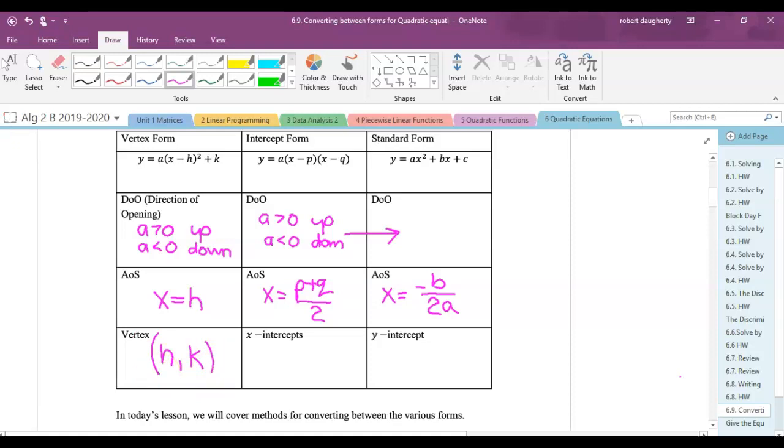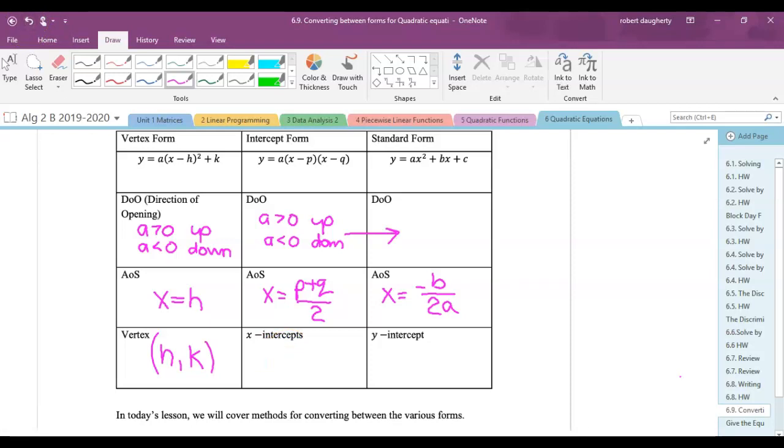How do I find the vertex in intercept form? So if I know the axis of symmetry, what do I know relative to the vertex? Yeah, the vertex is on the axis of symmetry. So if this is the x value, what do I already know about the vertex? Right, this is the x value of the vertex. Oh, sorry. I did not ask for the vertex. Sorry about that. I'll get to that in just a moment.